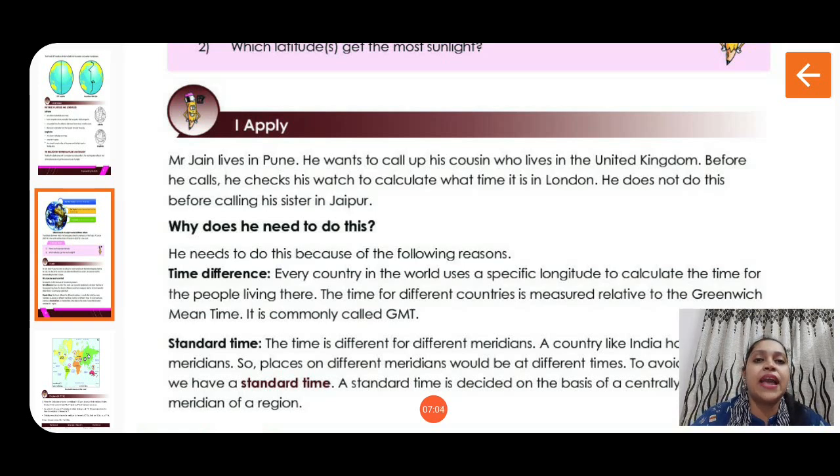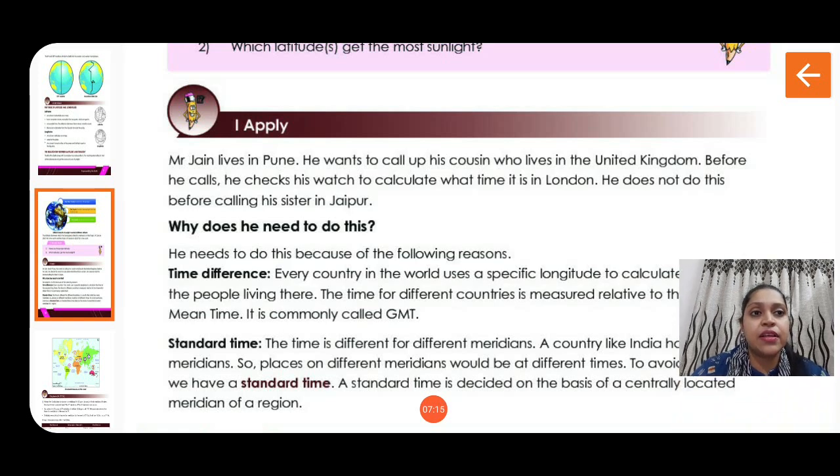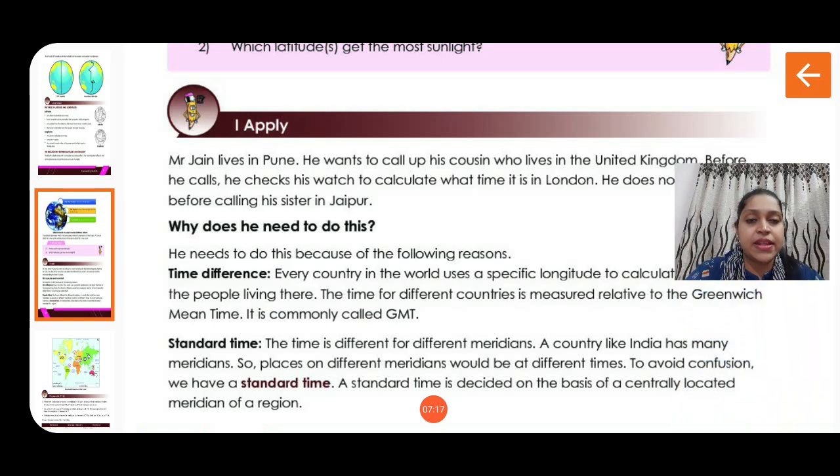So next we have standard time. Now what is standard time? The time is different for different meridians. A country like India has many meridians, so places on different meridians would be at different times. To avoid confusion, we have a standard time. A standard time is decided on the basis of a centrally located meridian of a region.